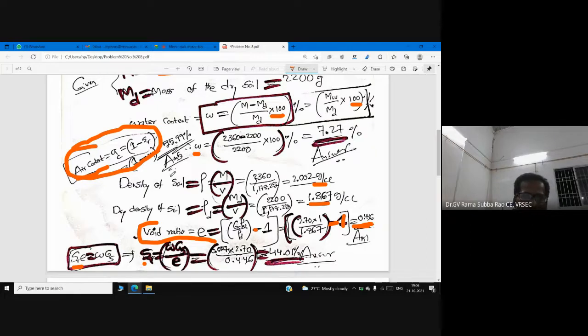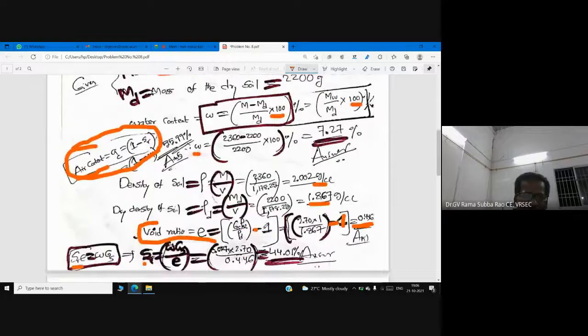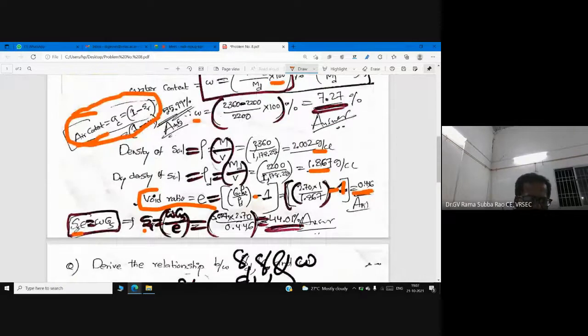So thank you all. Have a look at the fundamentals. Density is mass by volume. Dry density is mass of dry soil by volume of soil. And how to get void ratio from Gs and rho d. And don't forget this: Se is equal to wGs.